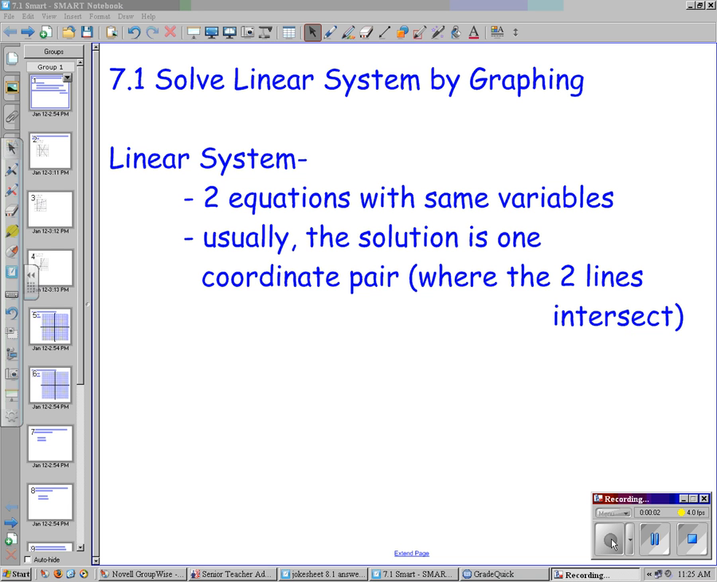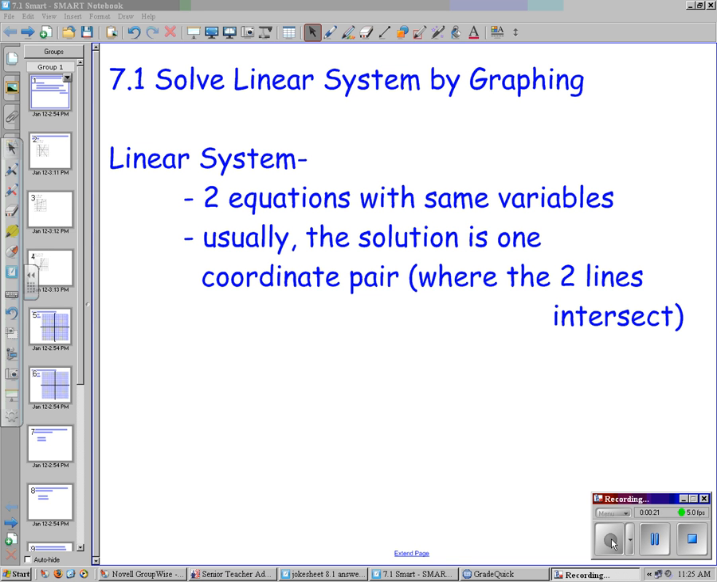We are working on section 7.1, which is solving linear systems by graphing. There are actually two ways to solve linear systems. One is by graphing, and the other way is algebraically. We're going to do the graphing today, and then we'll get into the algebraic ways in the next few lessons.